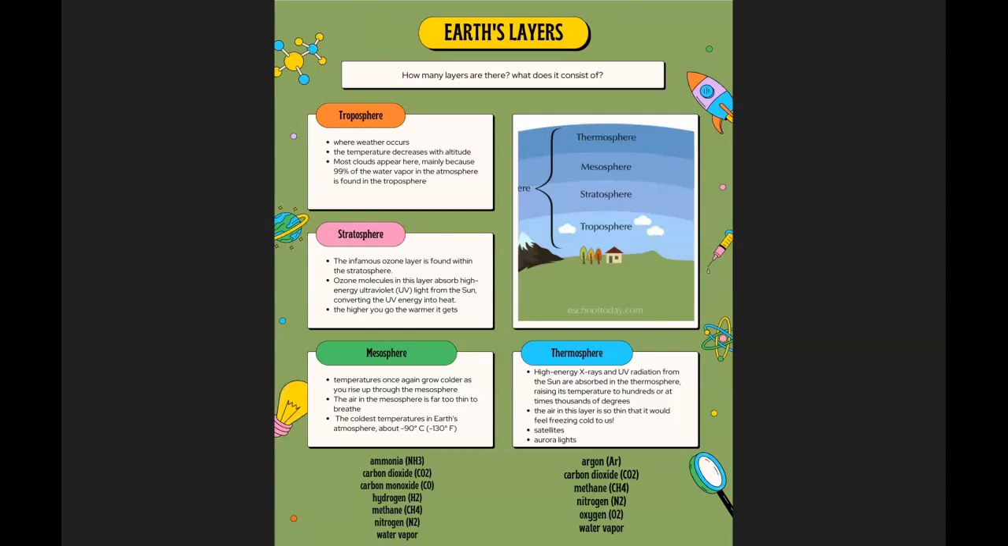Now, what Earth's atmosphere used to contain is all of these fancy molecules: ammonia, carbon dioxide, carbon monoxide, hydrogen, methane, nitrogen, and water vapor. Now, as the years have progressed, as we have built stuff and the atmosphere has changed, we only see argon, carbon dioxide, methane, nitrogen, oxygen, and water vapor. So you see there's less hydrogen, there's no more monoxide, and the ammonia has converted into argon.